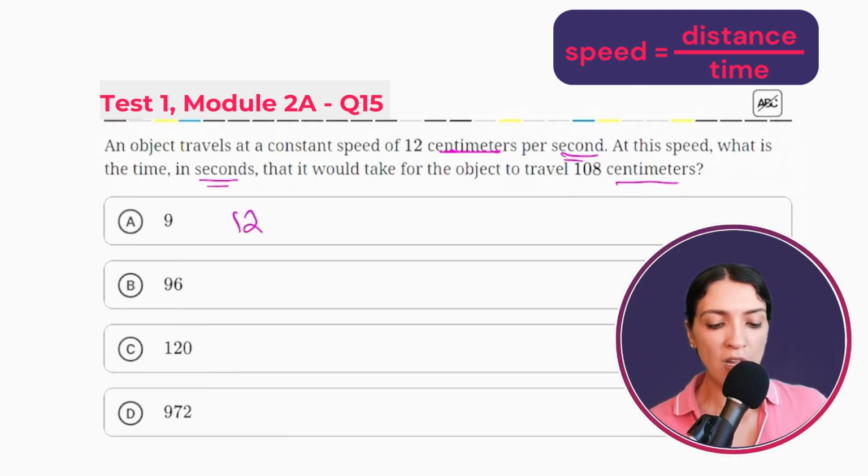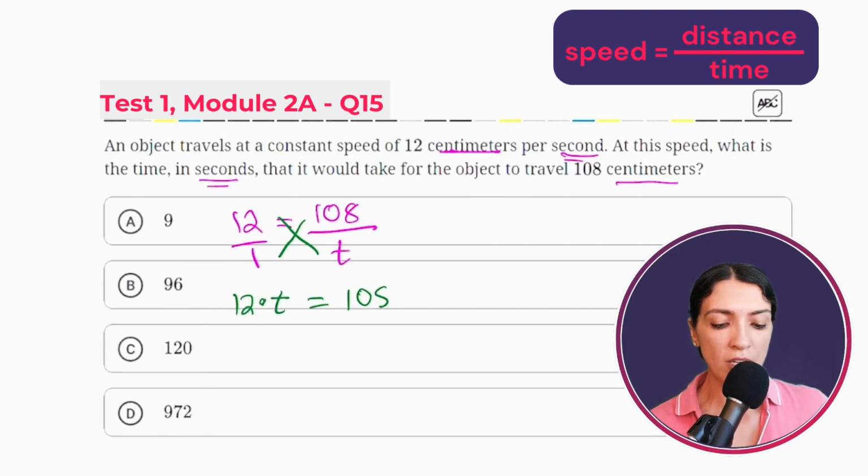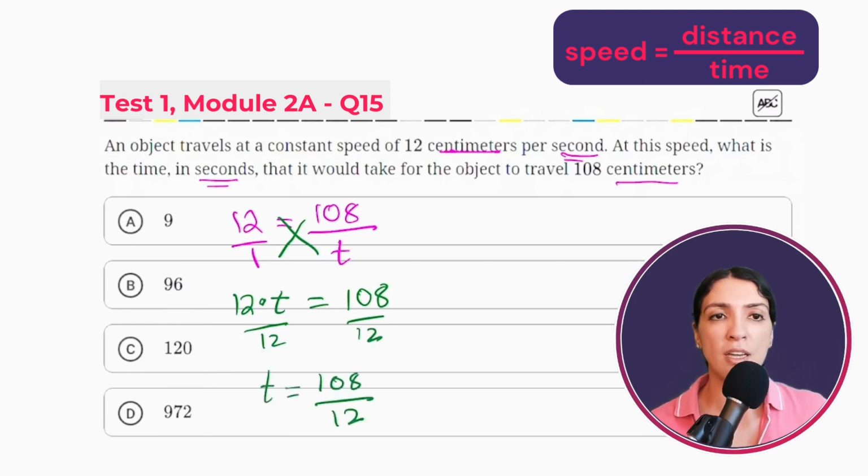So we'll have 12 equals 108, the distance, over time. We could use cross multiplication here and write 12 as 12 over 1, and now cross multiply to get 12 times t equals 108 times 1, which is 108. And then we can divide both sides by 12 to solve for t. And t would be 108 over 12, which is 9, choice A.